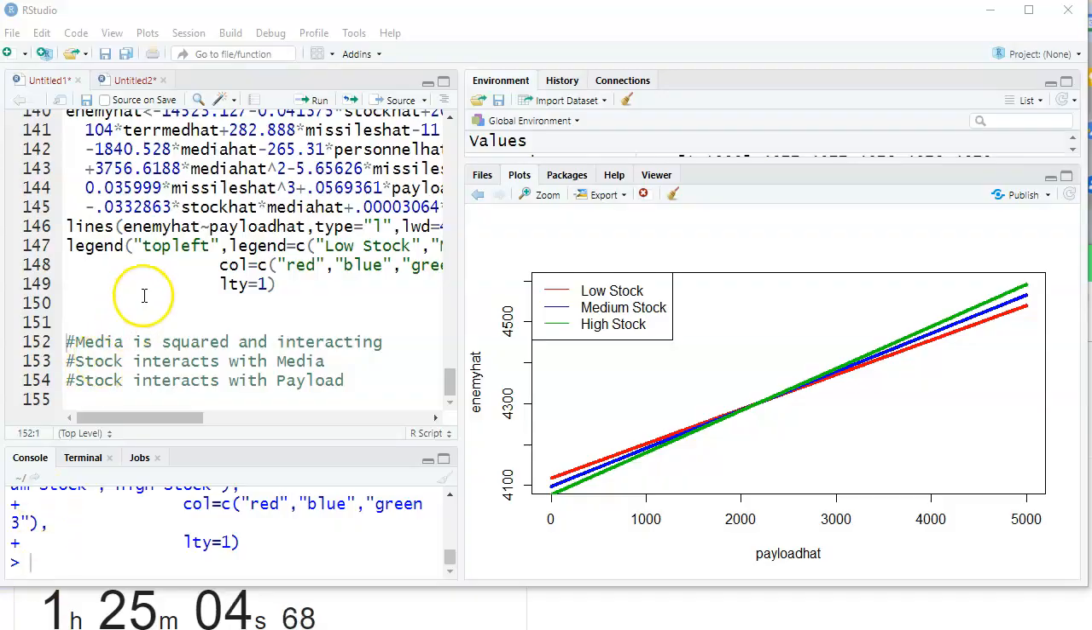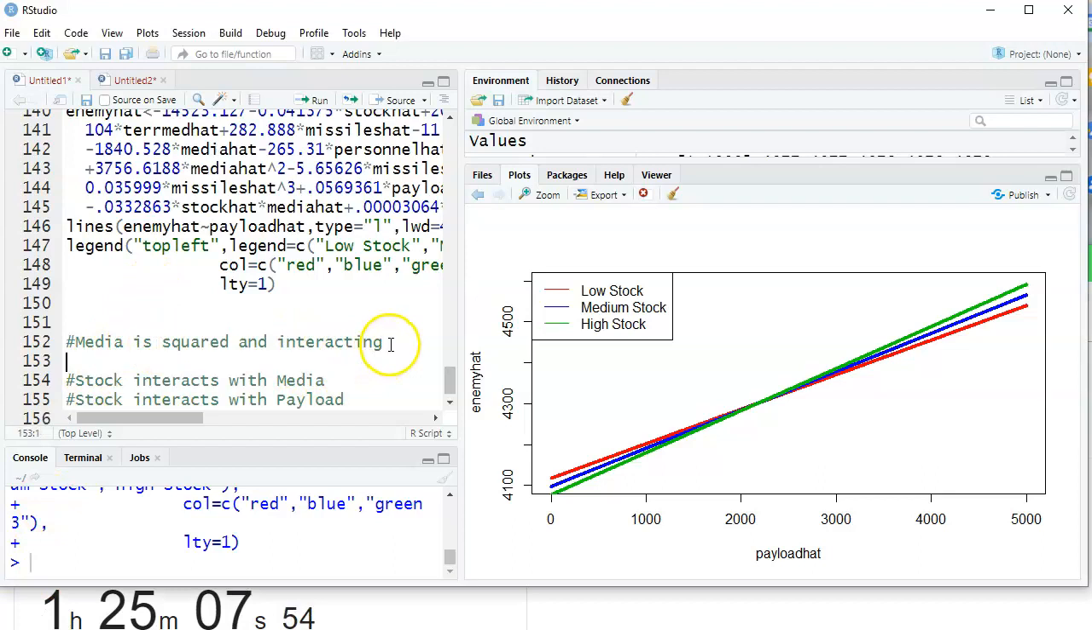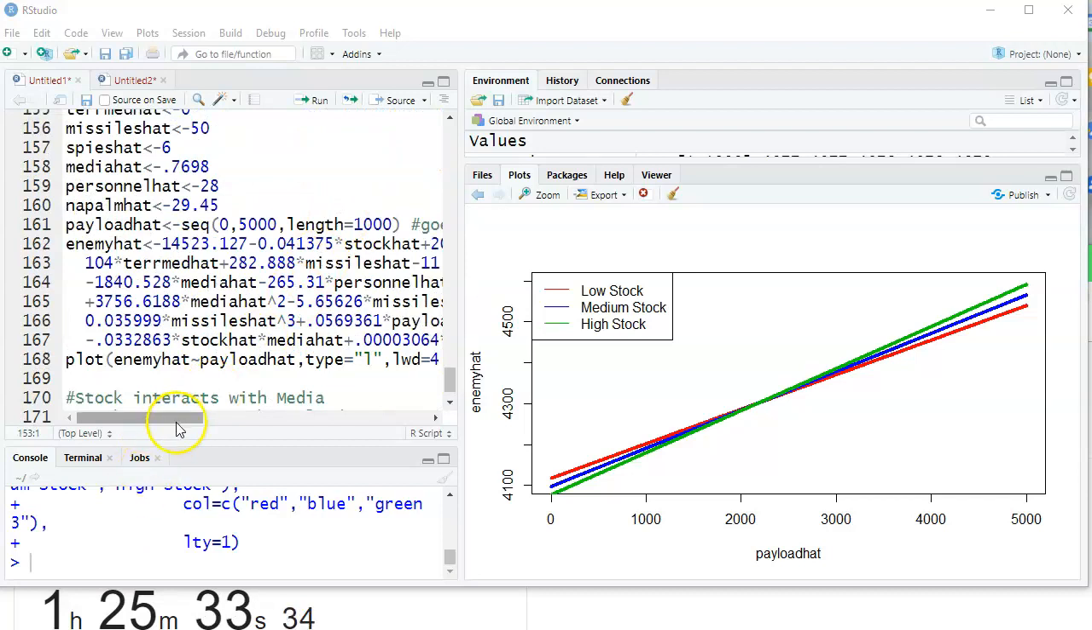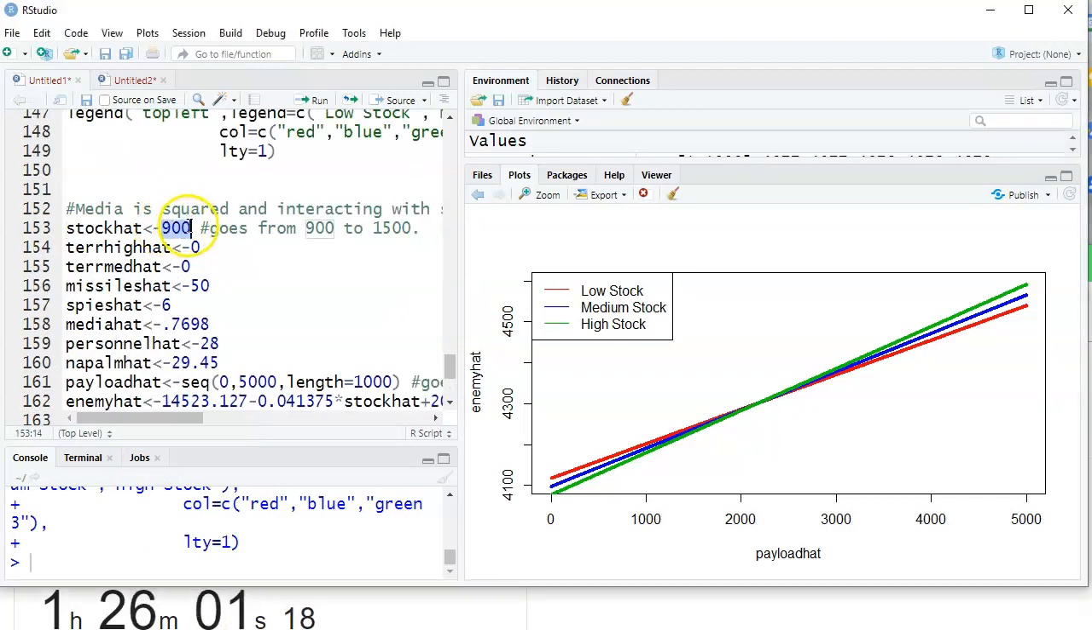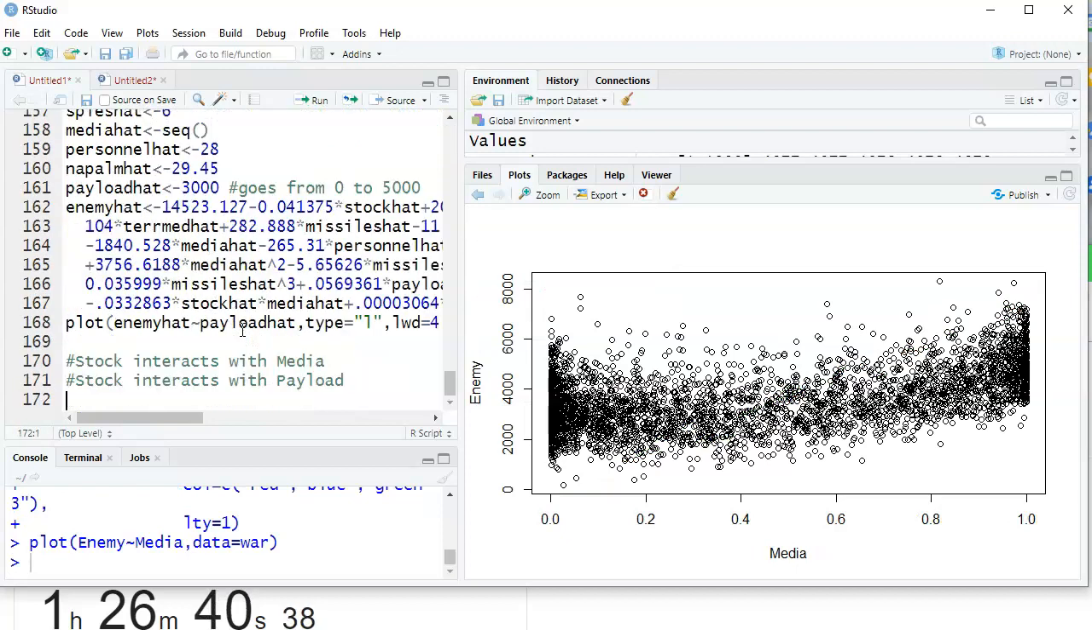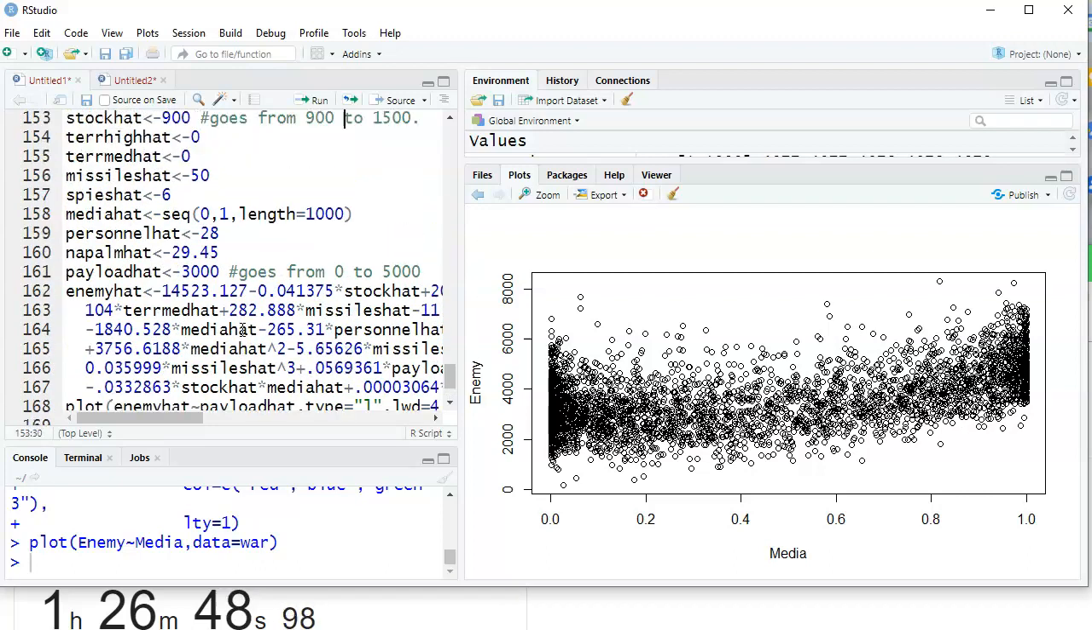Okay, we are ready to tackle some of those big interaction plots. Let's do the same thing we just did, but now it is media's turn. Copy, paste. Media is squared and interacting. I didn't put what it interacts with. Okay, stock. So I'm going to start stock at a low level. We're not talking about a graph of payload anymore, so just give it some value in the middle. And this is a plot of media, so I need a sequence that goes from 0 to 1, length something big, 1,000 is a lot.